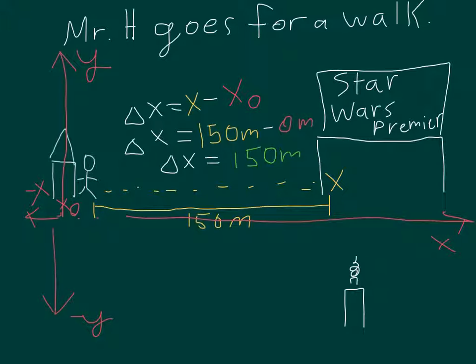This is called establishing a coordinate system, having an origin and some directions, and then all information of interest will be determined based off of that coordinate system.